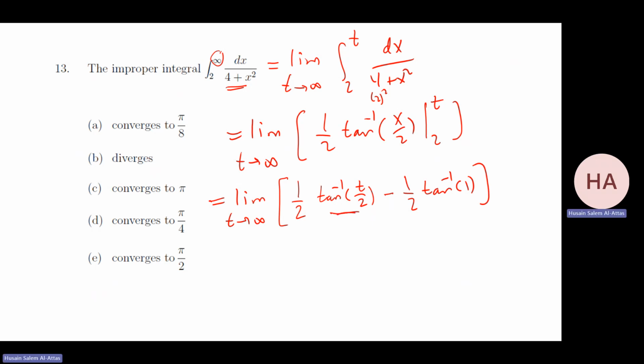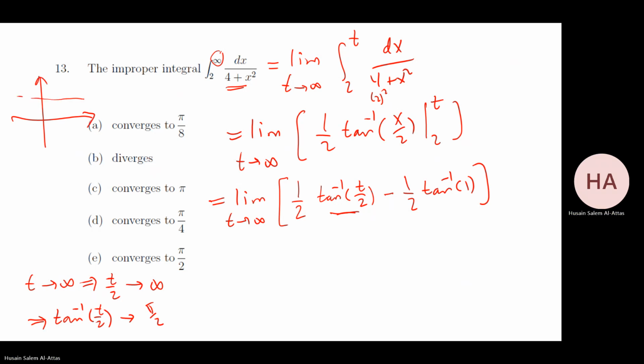Now let me do this one in steps. As t goes to infinity, t over 2 also goes to infinity. So tan inverse of t over 2 goes to what? Pi over 2. Don't forget, this is tan inverse: this is pi over 2, this is minus pi over 2. So as the argument goes to infinity, this goes to pi over 2.